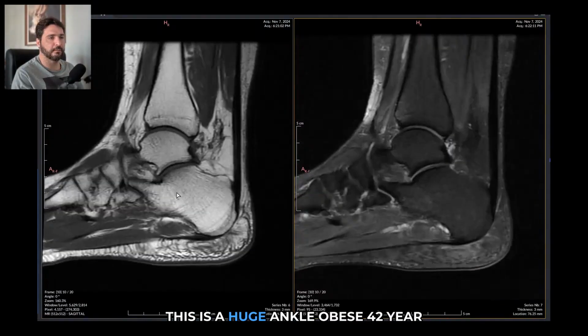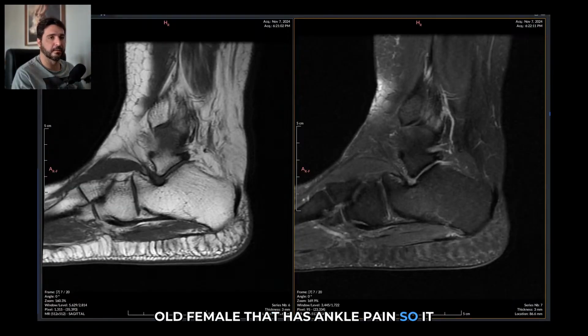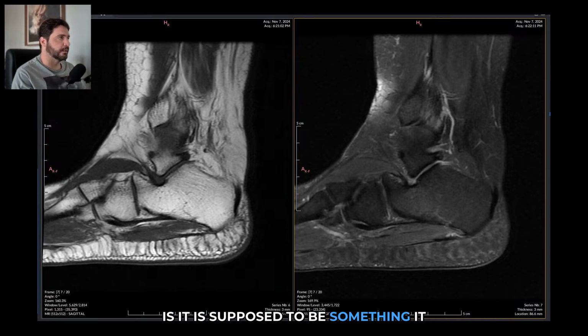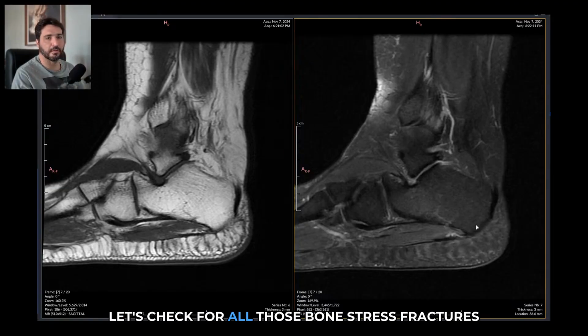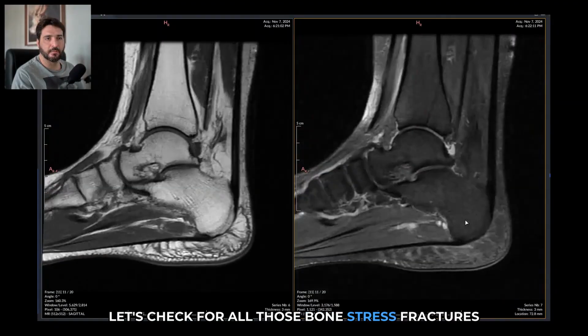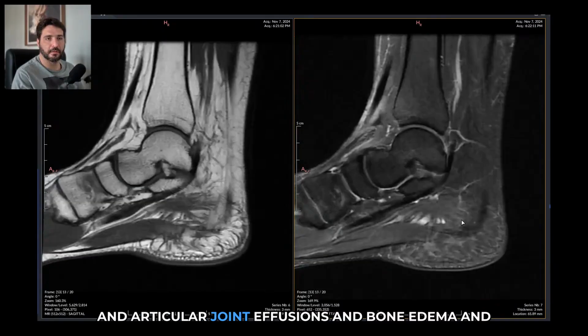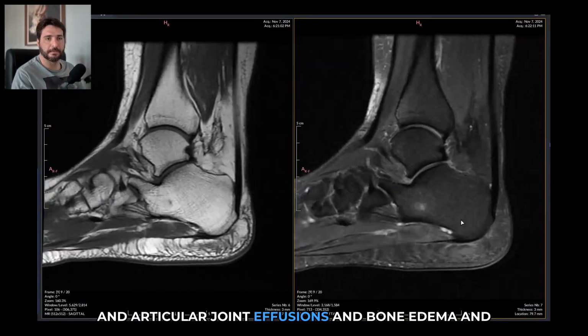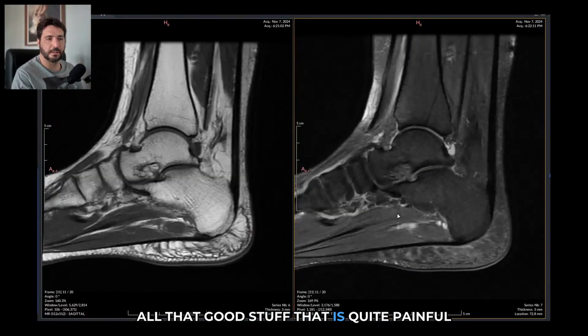Oh, this is a huge ankle. Obese, 42-year-old female that has ankle pain. So it is supposed to be a painful disease. Let's check for all those bone stress fractures and articular joint effusions and bone edema and all that good stuff. That is quite painful.